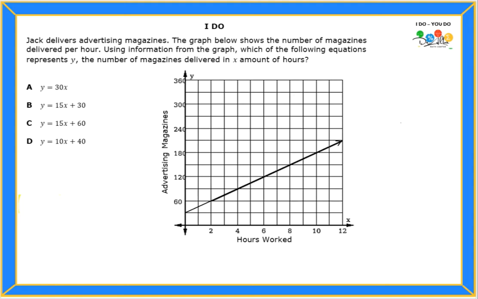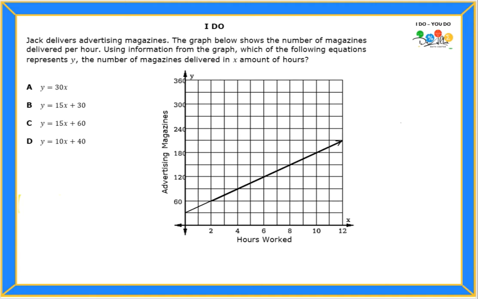And it says, Jack delivers advertising magazines. The graph below shows the number of magazines delivered per hour. Using information from the graph, which of the following equations represents Y, the number of magazines delivered in X amount of hours? So what do they want me to do?